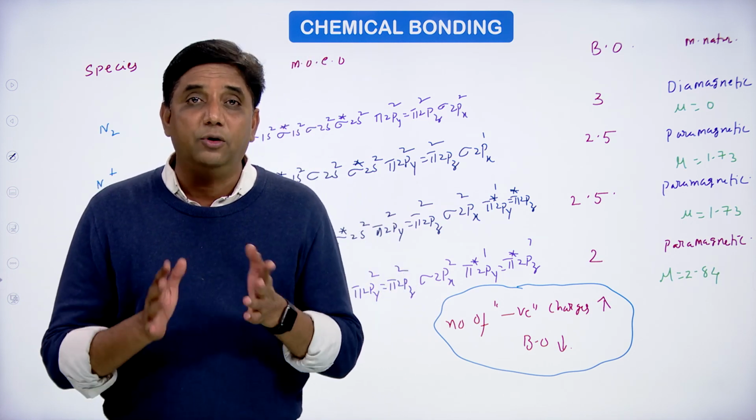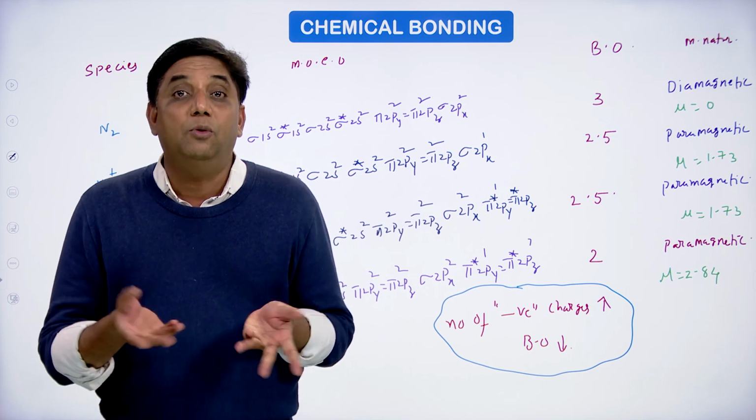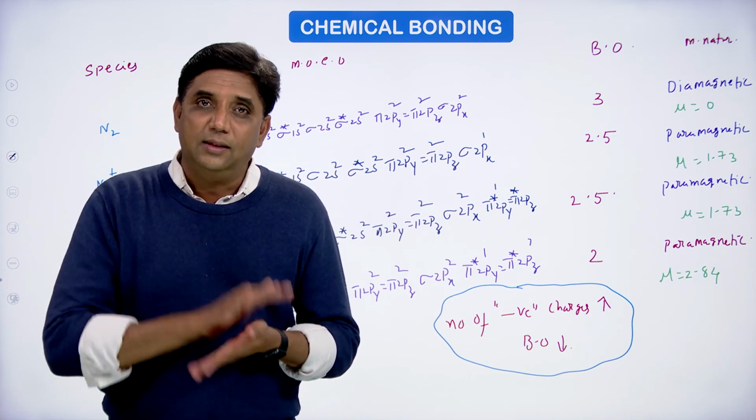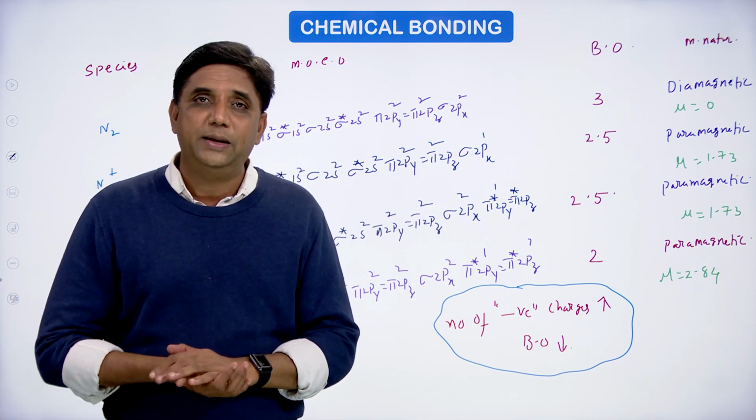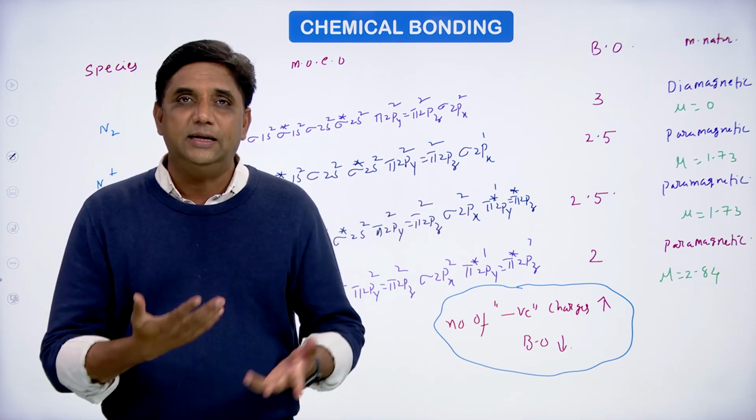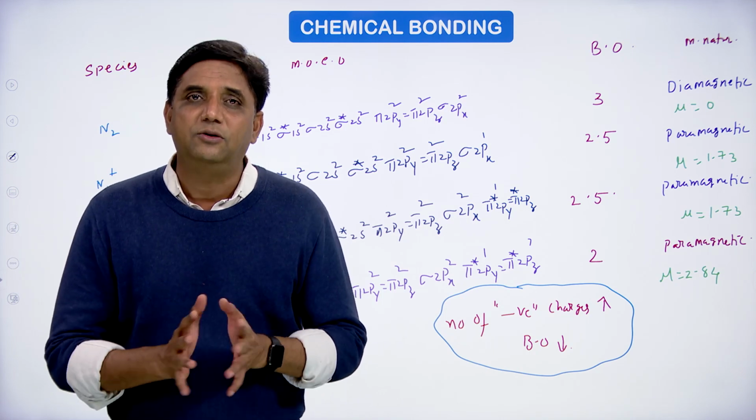Now in the next class we are going to see oxygen, where sp overlapping is missing, therefore the sigma 2px will be lower in energy than the pi 2py and pi 2pz. How it goes we will see in the next class, and that's all for today's class.